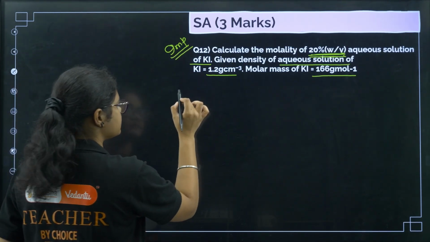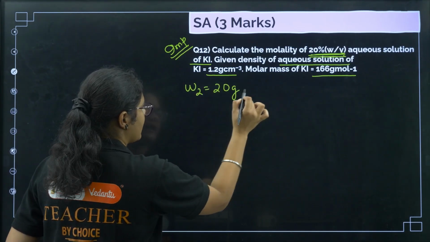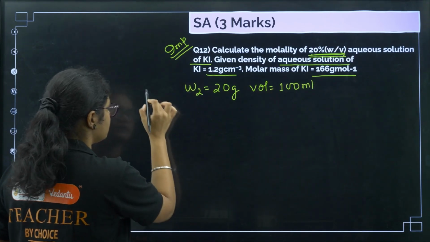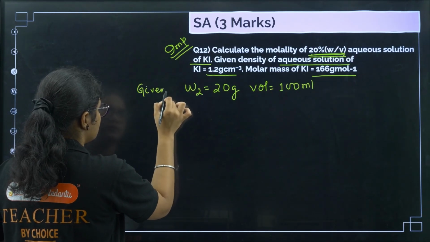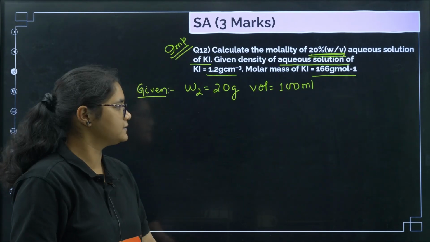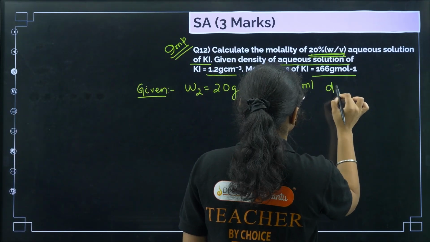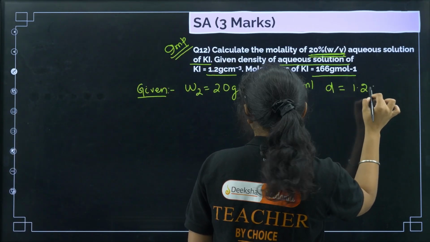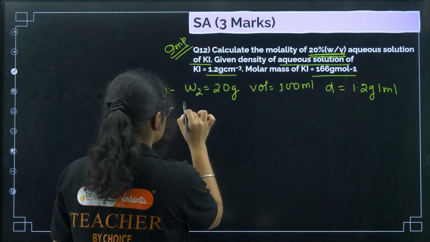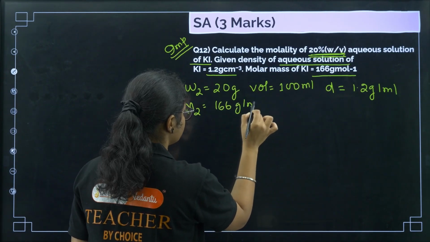So what I can write from this: W2, the mass of the solute, is 20 gram, and the volume of the solution is 100 ml. W by V represents the mass of the solute in 100 ml of the solution. Next, density is given to you. Density of the solution is 1.2 gram per ml. Next, molar mass of KI is given, so M2, that is your solute, is 166 gram per mole.